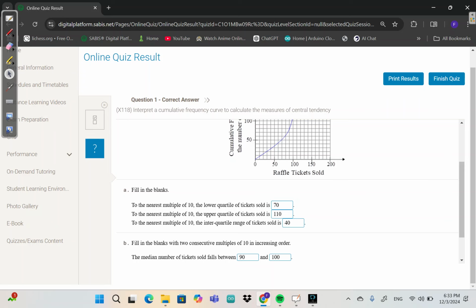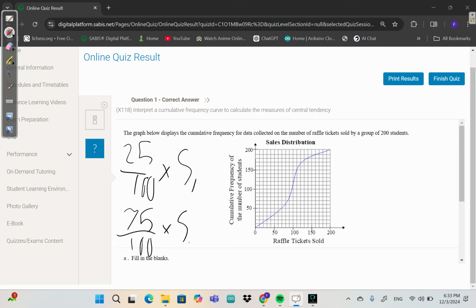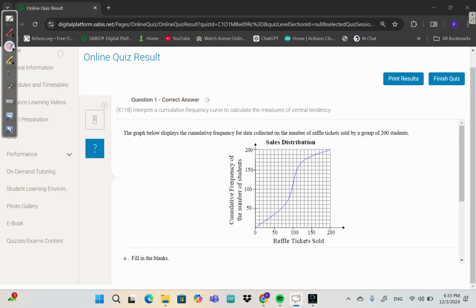Okay, they want the lower quartile, upper quartile, and interquartile. Now, all we need to know is that the lower quartile is 25 over 100 of the data set, whatever it is. Upper quartile, 75 over 100 times the data set. And interquartile is upper minus lower. Okay, so let's get started on our set of data. That's all we need to know for now.